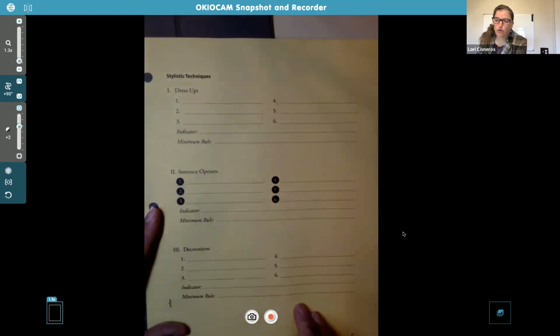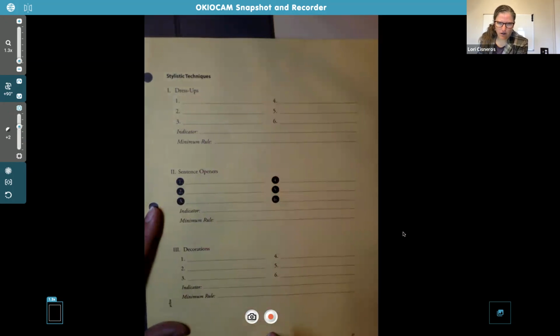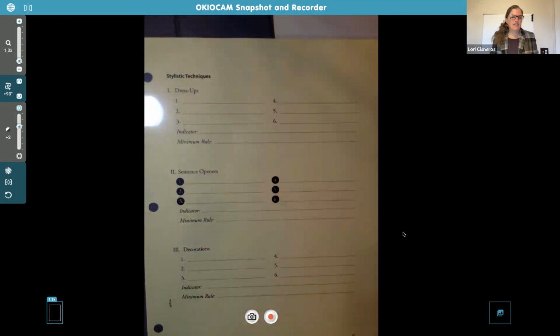For the next several weeks, we're going to slowly fill in this page together and learn what kinds of things we can add to our writing to make it even better. You guys already have a great start on your writing. It's already sounding really good from your rewrite from the original story, and now we're going to start dressing it up a little bit more. So we're going to talk first about dress ups.